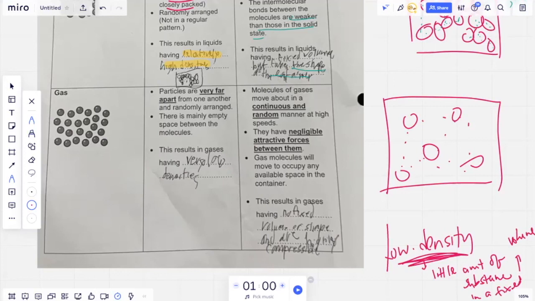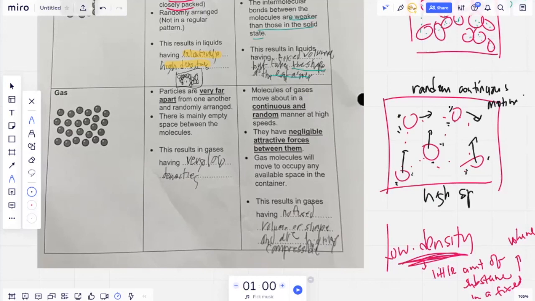Because of that, they have low density. These particles are moving everywhere randomly. They vibrate and they move in all sorts of directions. So we say that it is in random continuous motion, at high speeds, so they move very fast. The liquid will be medium speed, and solids low speed.